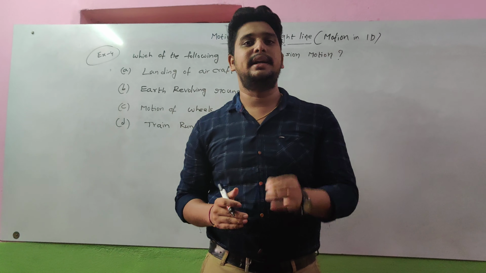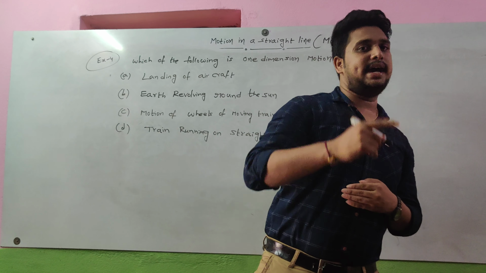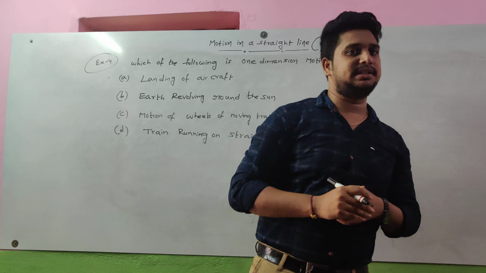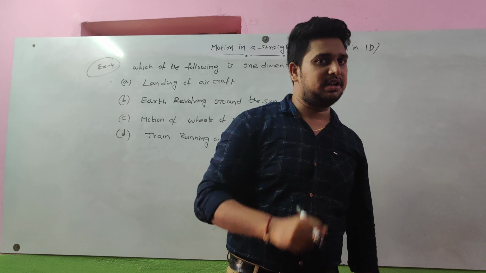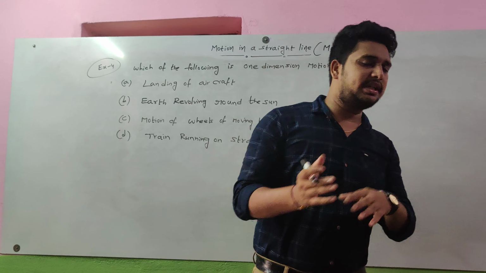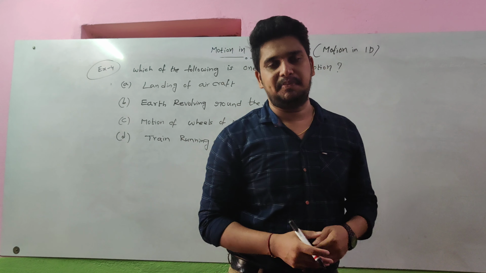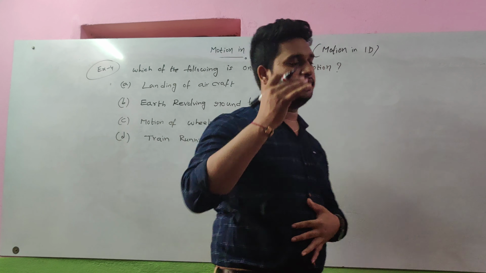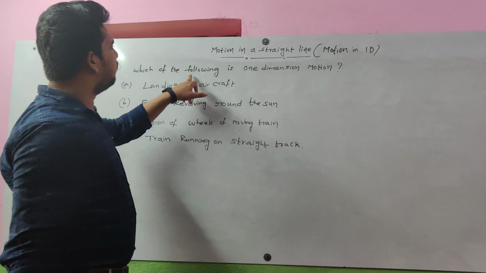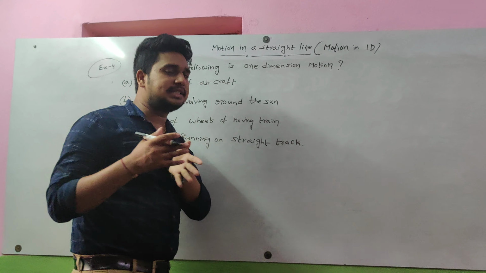Dimension here indicates direction. If the body travels in a single direction, it has only one dimension. If the body travels in two directions, it has two dimensions. For example, motion in a plane is also called motion in two dimensions. Motion in a straight line is motion in one dimension, right? So now, which of the following are travels in straight line motion?